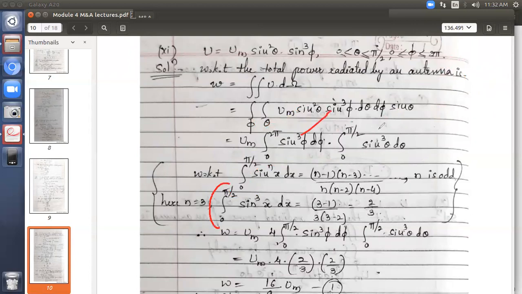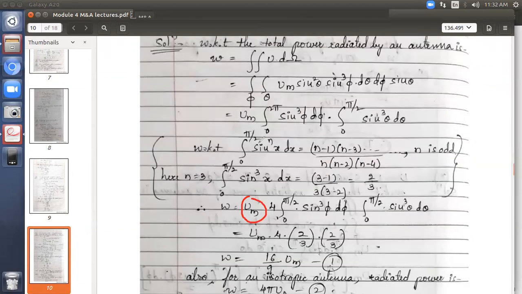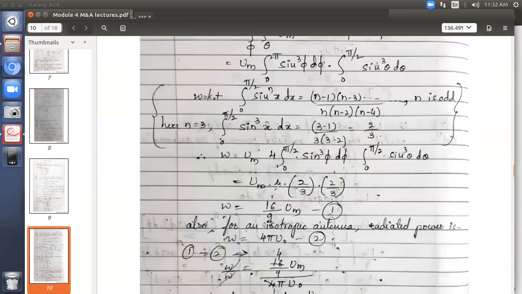And both are odd terms. N power is odd. So apply this formula, you will get 2 by 3. What can we do? The integral from 0 to 2 pi is 4 times the integral from 0 to pi by 2, and the sine cube value is 2 by 3. I have written this here, 2 by 3. For the second one also, it is 2 by 3. Simplify it. You will get 4 into 2 into 2, which gives 16 by 9 pi.